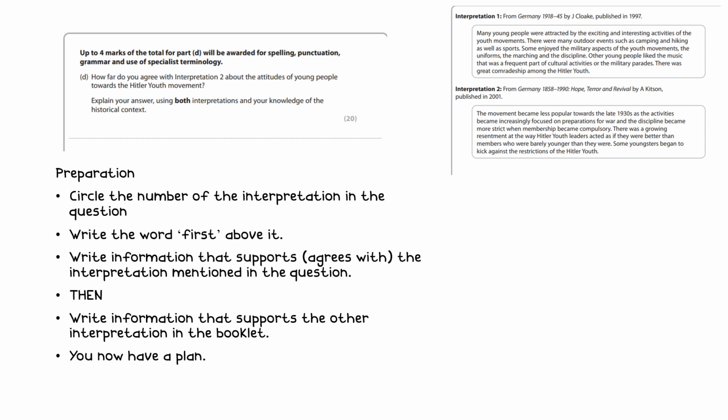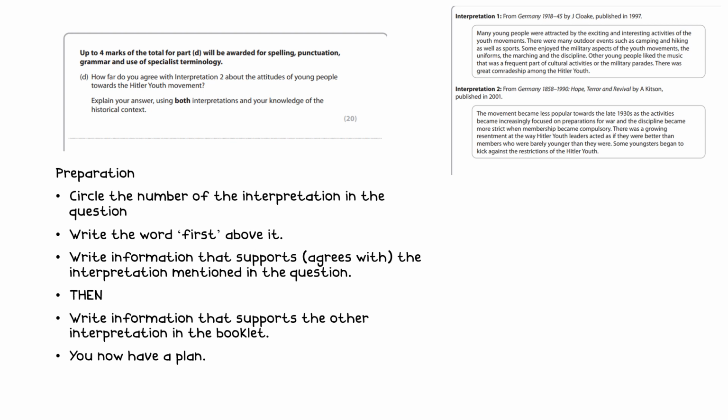So in preparation, the first thing you're going to do is circle the number of the interpretation in the question. So in the question that you can see on your screen on the top left, it says, how far do you agree with interpretation 2 about the attitudes of young people towards the Hitler Youth movement? So you can see there that the interpretation in the question is interpretation 2. So when that comes up in your exam paper, you're going to circle the number 2 and you're going to write the word first above it, because that is the interpretation that you are going to write about first in your answer.